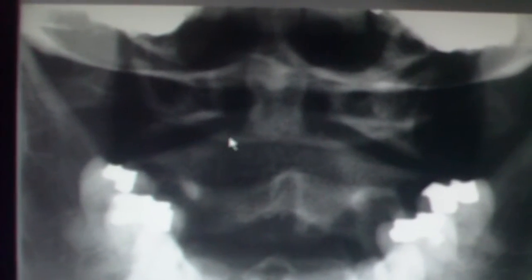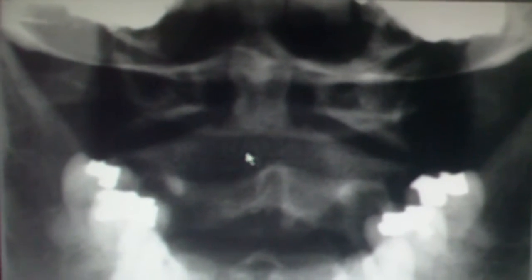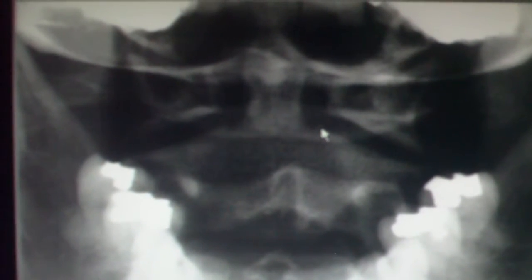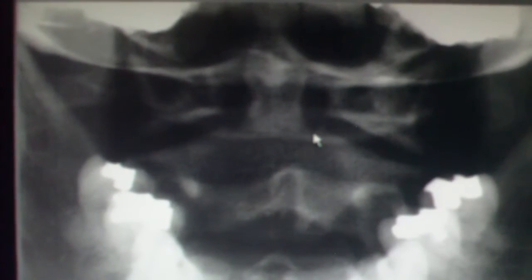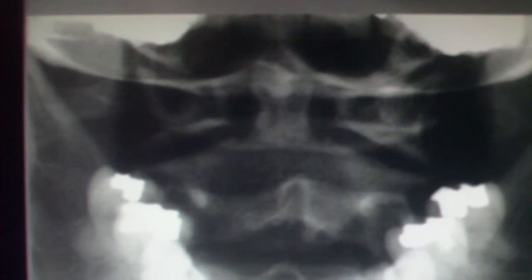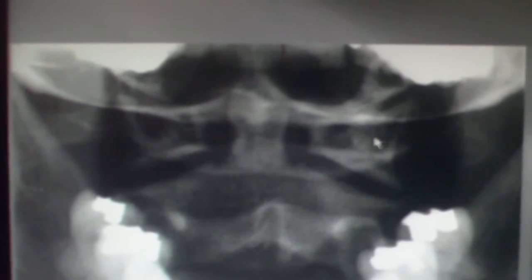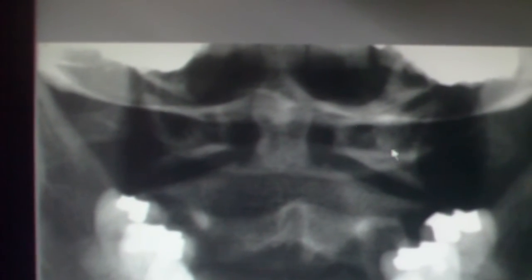These little indentations here are called para, meaning beside, odontoid notches. They mean nothing, right? So we don't want you to confuse them with maybe a little piece of bone missing, you know, like a little chip fracture or something like that. So they're called paraodontoid. Where the posterior arch meets the lateral mass, that's called the synchondrosis.